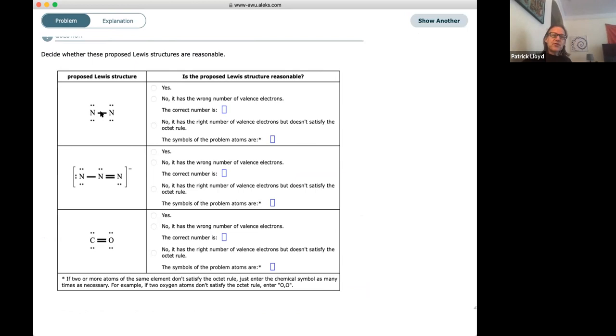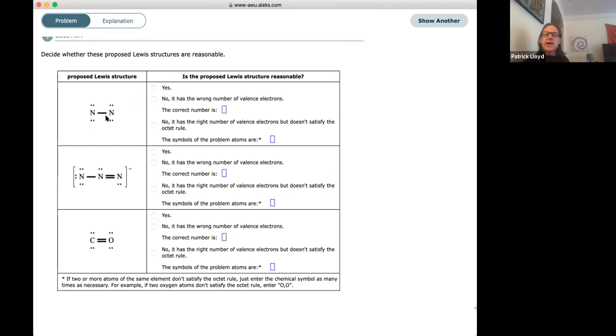So what do you do? You first say, okay, this is nitrogen, 5 valence electrons. It's in group 5A. This is nitrogen. It's also in group 5A. So that's a total of 10 electrons. So does it have 10? 2, 4, 6, 8, 10. Good. So it does have the correct number of valence electrons, but that doesn't mean it's a good Lewis structure, right? We have to also determine whether we've got the octet rule.